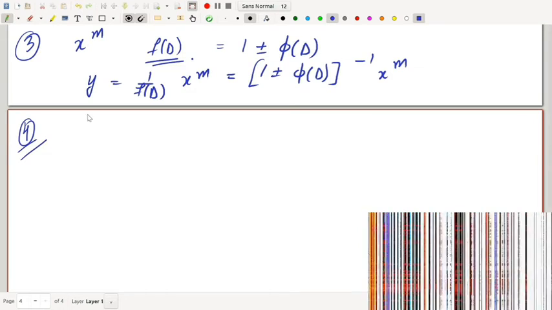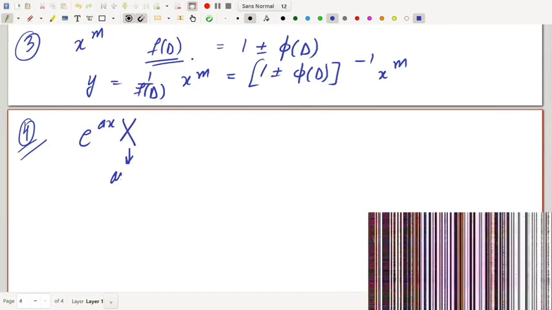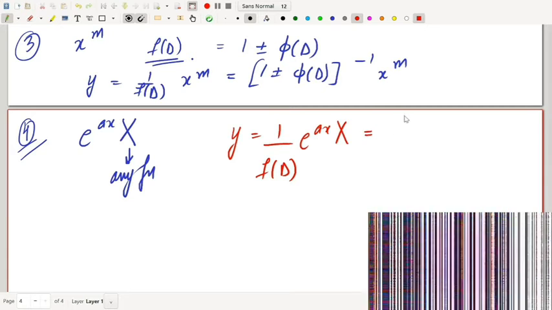Fourth, which we have is if Q is of the form e raised to power ax and V is any function of x, then in that case y is equal to 1/f(D) e raised to power ax V, which is equal to e^ax 1/f(D plus a) V. We use exponential shift.